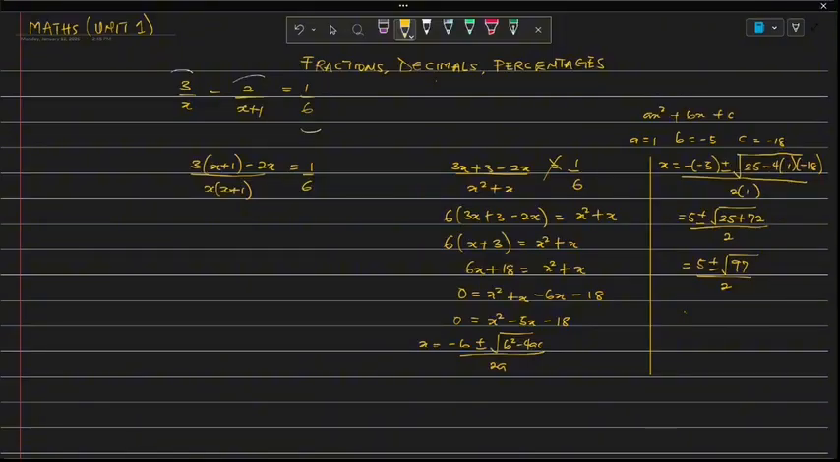Press your calculator very fast. Let me wait for you to punch your calculator. How did you get? Alright. 9.84. Well, 9.85 is actually correct. So I'm going to be having 5 plus or minus 9.85 over 2, which is going to be 5 plus 9.85 over 2, or 5 minus 9.85 over 2.